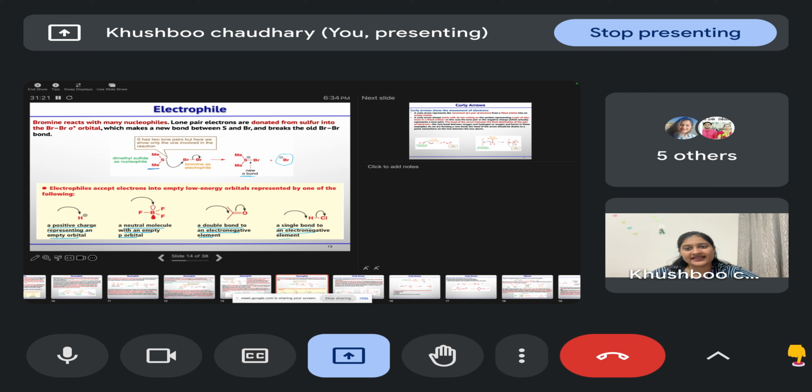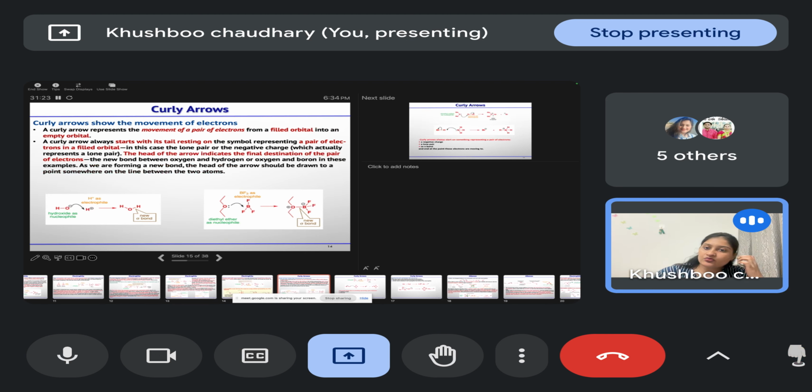Okay. Then how will we show the movement of electrons? We know that there are two types of bonds that we are using. Mostly we are using ionic reactions, and for these we use a two-headed arrow that shows the movement of two electrons. And in radical reactions we use a fishhook arrow or single-headed arrow that shows the movement of a single electron.